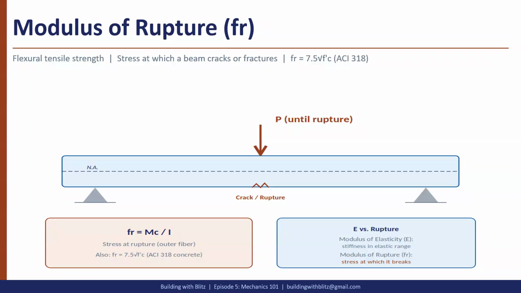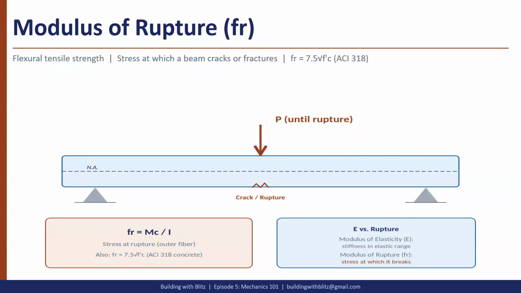So there's been numerous testing by ACI, the American Concrete Institute. In their code, ACI 318, we have the modulus of rupture. This is going to be in KSI or PSI, equal to 7.5 times the square root of the compressive strength of that concrete. This is not incorporating the steel or the reinforcement of the beam or the member. It's only the concrete.